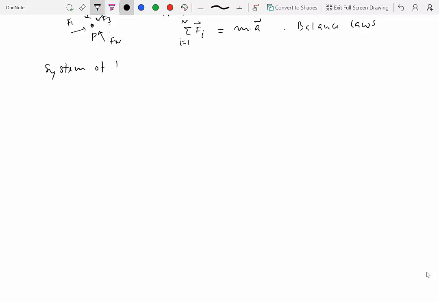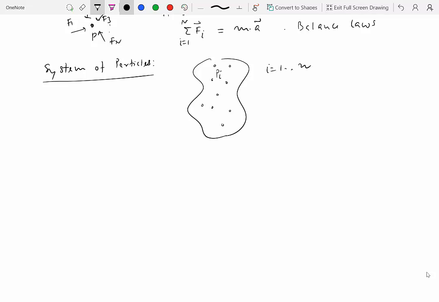A system of particles is basically a system consisting of a large number of particles. There could be 2 particles, 3 particles, up to n particles, right? So let's say we are talking about one particular particle Pi in here, and i is changing from 1 to n, so you have n particles in the system. First of all, what kind of particles are we talking about over here? Well, particles are nothing but idealizations of physical objects, and that's what we're doing in this chapter.